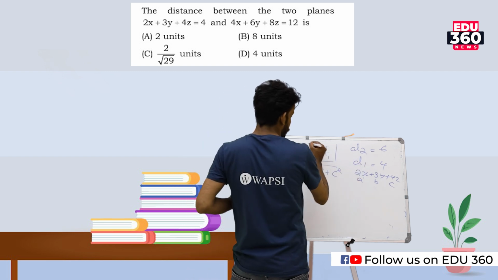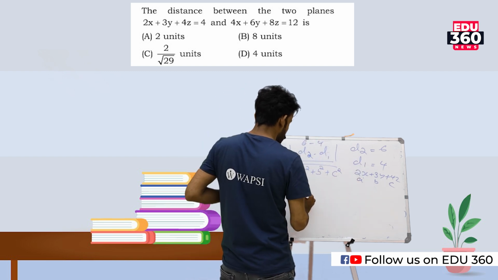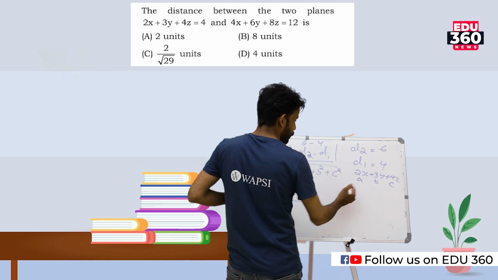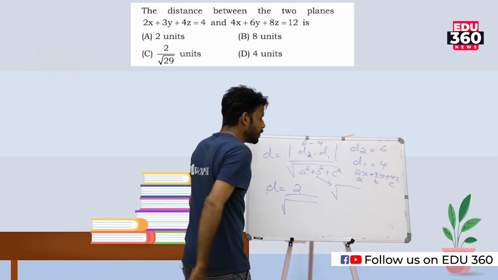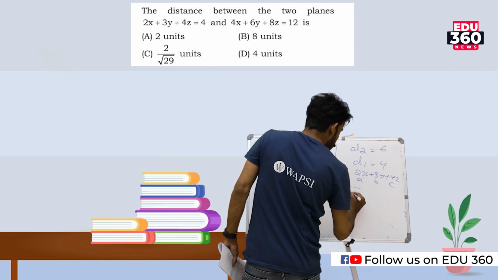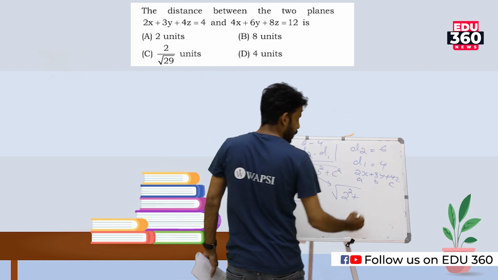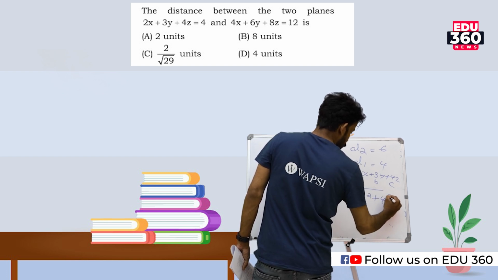6 minus 4. What is the value of 6 minus 4? That is equal to 2, divided by root of A square plus B square plus C square. That is equal to 2 square plus 3 square plus 4 square.